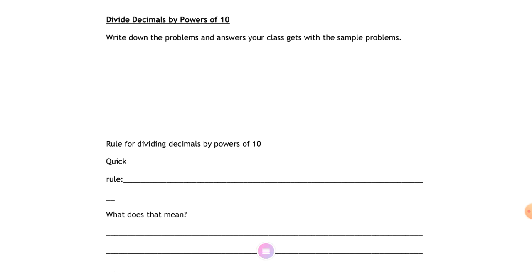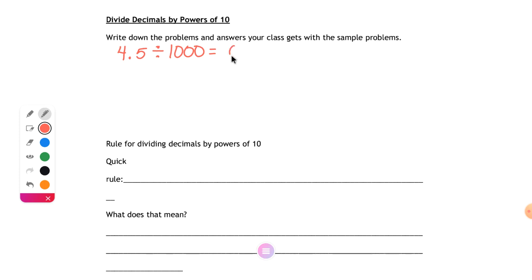Finley, can you type in this problem? I want you to type in 4.5 divided by 1,000 and tell me what you get. Yeah, you guys are writing these. These are the ones where we're just giving you the problem and the answer. We're not showing the work. 0.0. Okay.